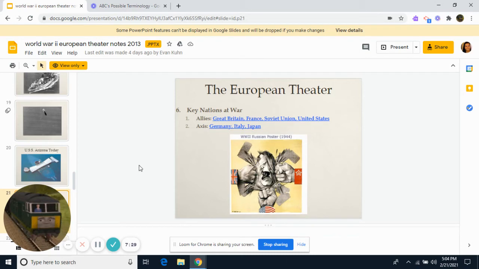Key nations at war. Allies: Great Britain, France, Soviet Union, and United States. The Axis is Germany, Italy, and Japan. So this is a WW2 Russian poster in which Hitler gets punched by like 3 people. Yeah, Hitler can be a pain in the ass, so hate to say it.